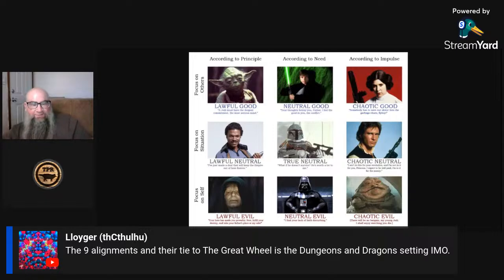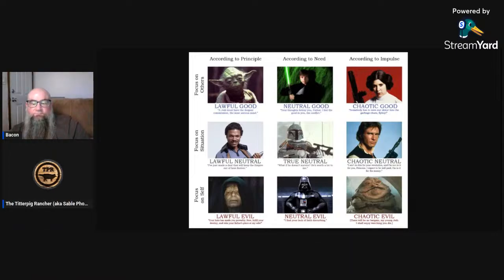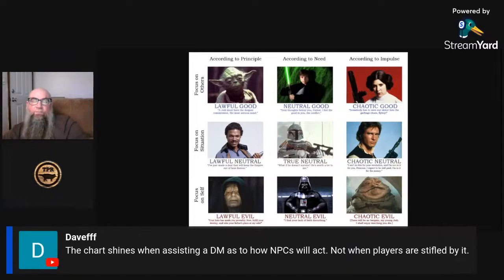Nine alignments in their title. The Great Wheel is the Dungeons and Dragons setting, in my opinion. I 100% agree, Lloyd. Yep, I absolutely agree. We were talking about this earlier, that alignment is essential to Dungeons and Dragons and the Dungeons and Dragons derived systems. Yeah, it is. It is the one thing that still remains unique to D&D and is consistent across all settings. Or, well, it has been up until modern day.